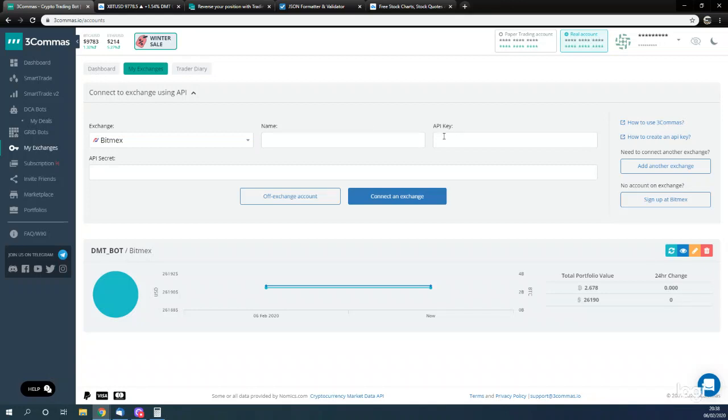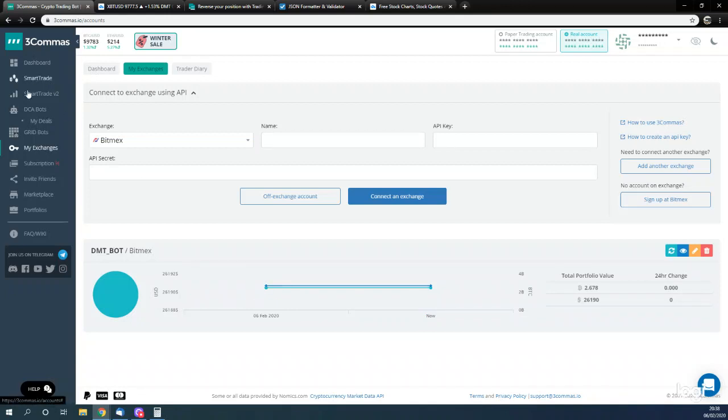But yep, so an API here. You go into your Bitmex, go into your settings, and you'll get your create API key. Then you'll have to type the API key in there, the API secret, and connect to the exchange, and then your exchange will appear down here, providing you've typed these in correctly. It'll have the name of the exchange, which for me is Bitmex, what I called it, DMT bot, and then you have your portfolio value, so how much money you've got in that account.